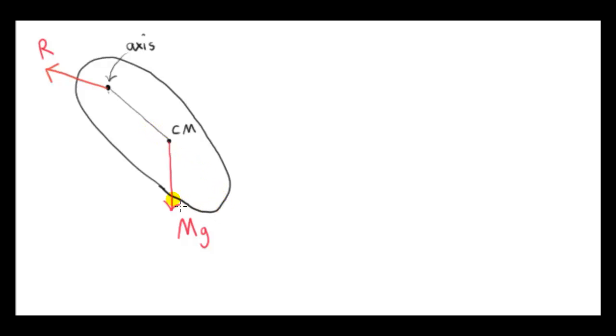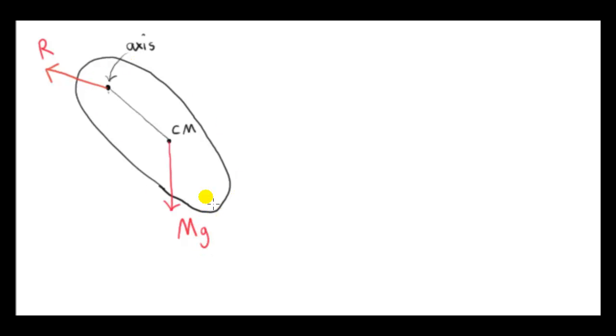A compound pendulum is an extended object, a rigid body that is rotating about a perfectly smooth axis. Now we will deal with the situation of a compound pendulum that is rotating near the surface of the Earth. So the weight of this compound pendulum is its mass, big M, times little g, that's acceleration due to Earth's gravity.